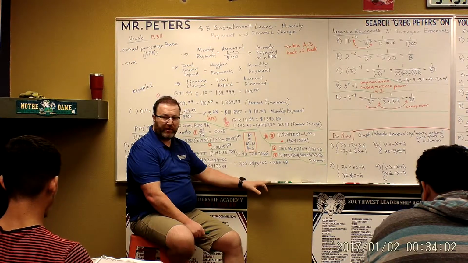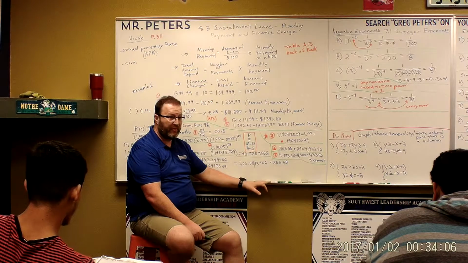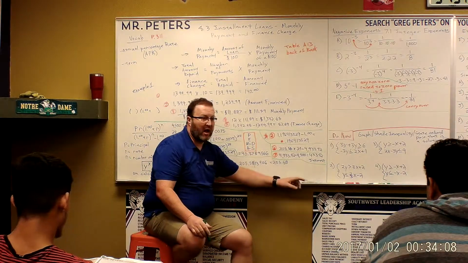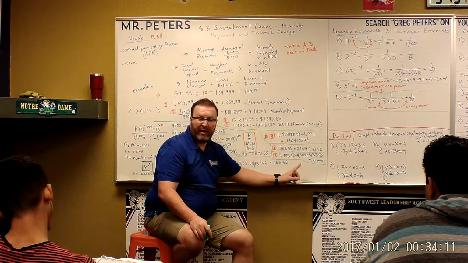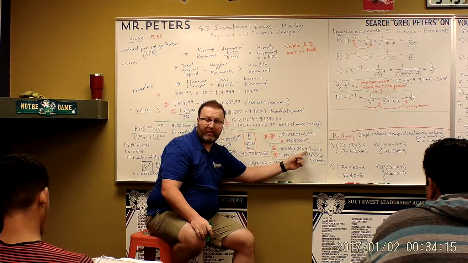Tell me what you came up with. 4,933.92. So we all came up with the same thing? Yep. Okay, guess what we just figured out? We figured out the total amount they paid on the loan. This was their monthly payment times 24. This is the total amount that they paid.